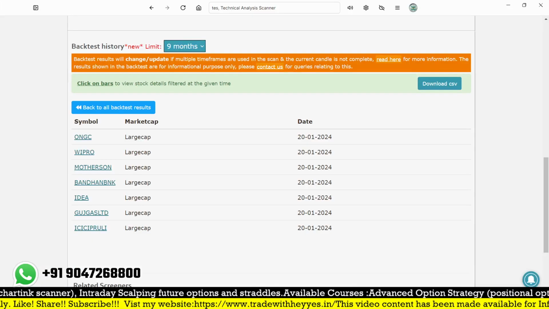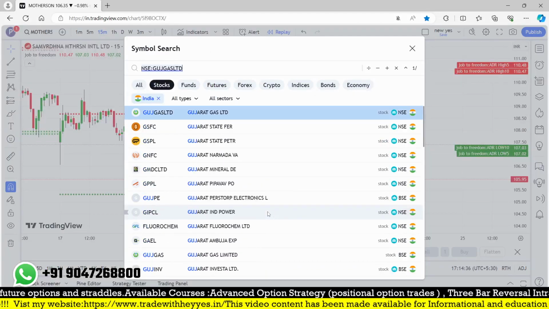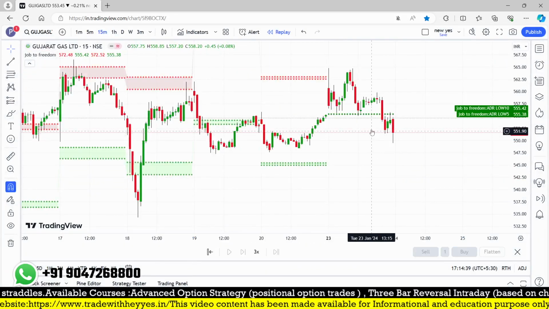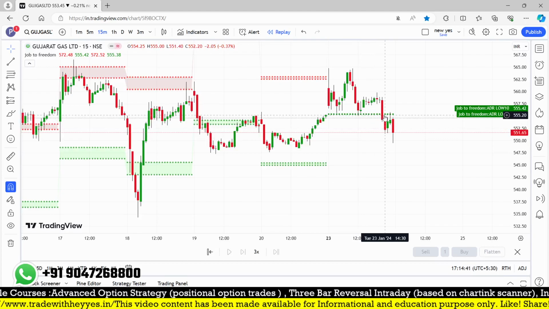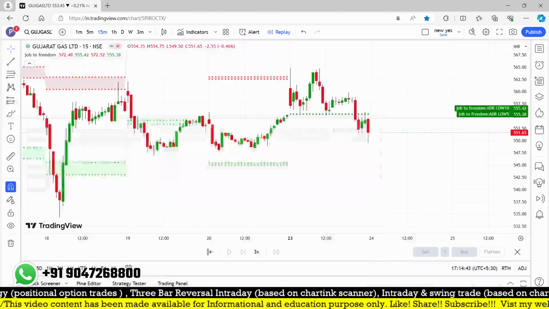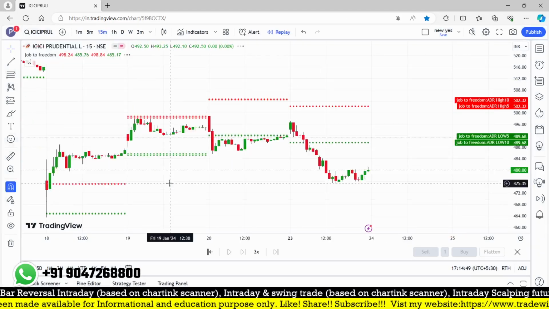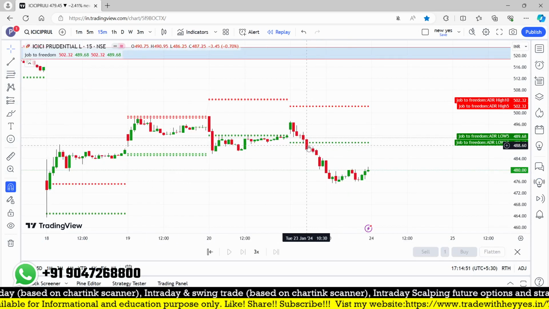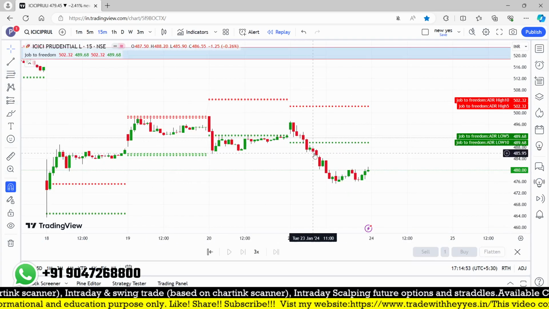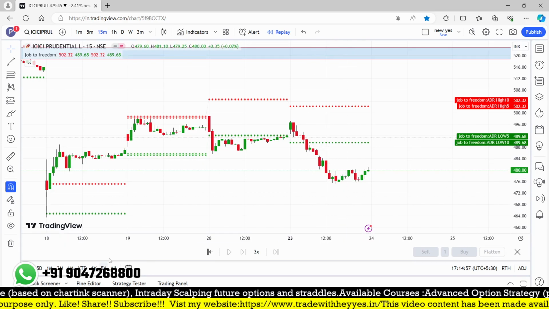And Idea I'm not looking at, nor Gujarat Gas and ICICI product. Today it broke and closed by closing hours, so not an opportunity. And the second thing we are looking at is ICICI product and Bandhan Bank, which I have already looked up. Today this also gave such a big opportunity, and it closed below the ADR level, and then it moved down.